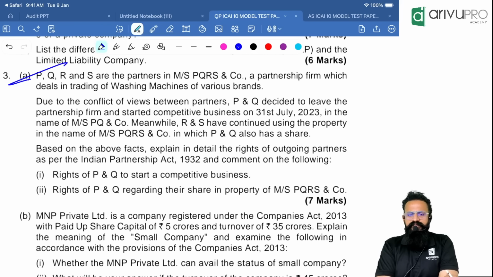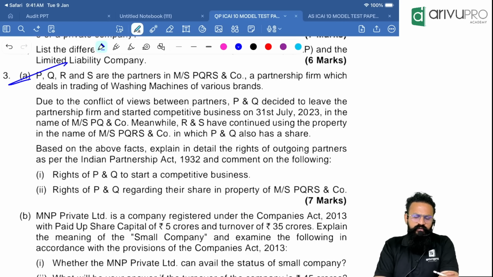P, Q, R and S are the partners in M/s PQRS and Co., a partnership firm which deals in trading of washing machines of various brands. Due to conflict of views between partners, P and Q decided to leave the partnership firm and started a competitive business on 31st July 2023 in the name of M/s PQ and Co. Meanwhile, R and S have continued using the property in the name of PQRS and Co., in which P and Q also have a share. Based on the above facts, explain in detail the rights of outgoing partners as per the Indian Partnership Act and comment on the following.